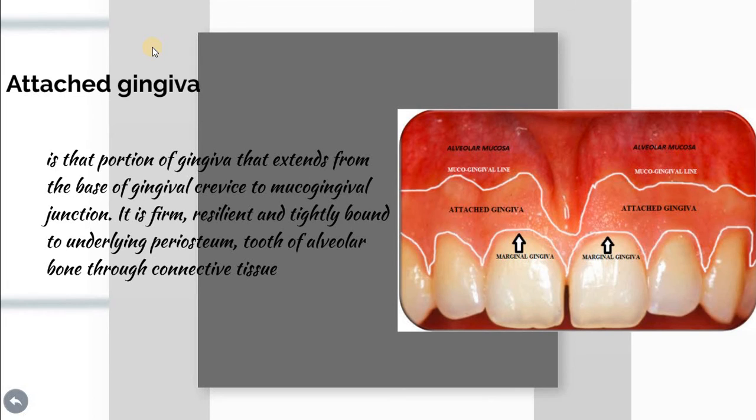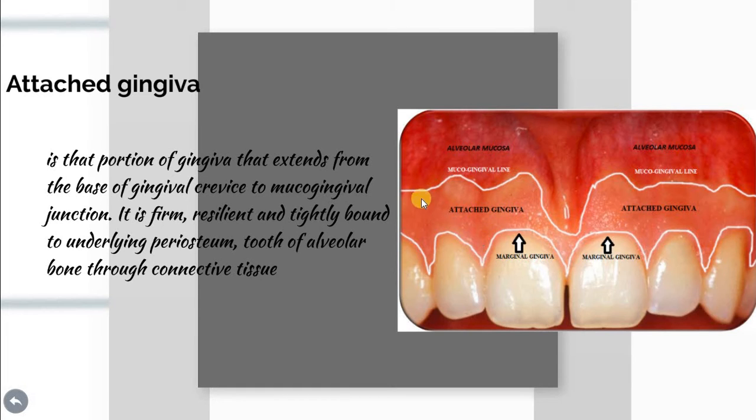We have attached gingiva. We know that the gingiva consists of a marginal gingiva, which is a free gingival margin, and the attached gingiva. The attached gingiva is separated from the alveolar mucosa through the mucogingival groove.